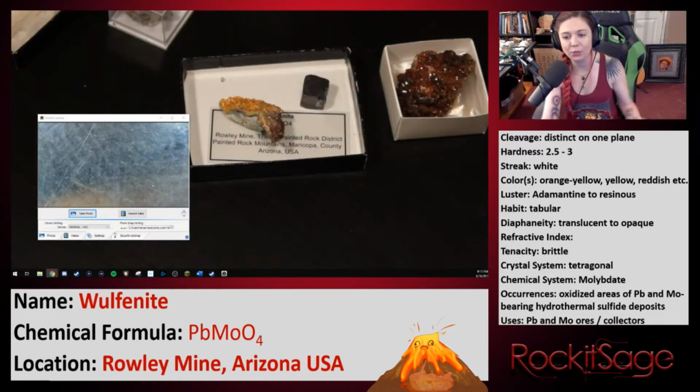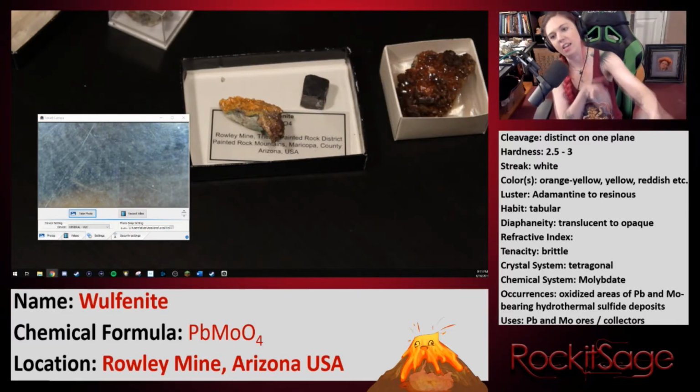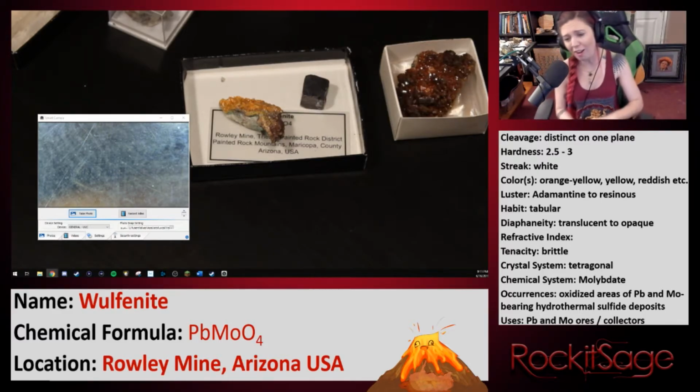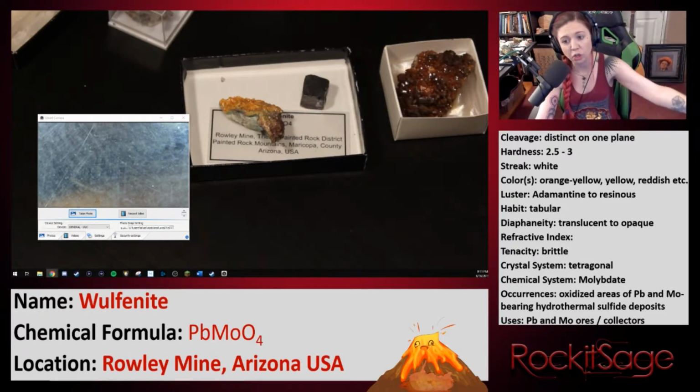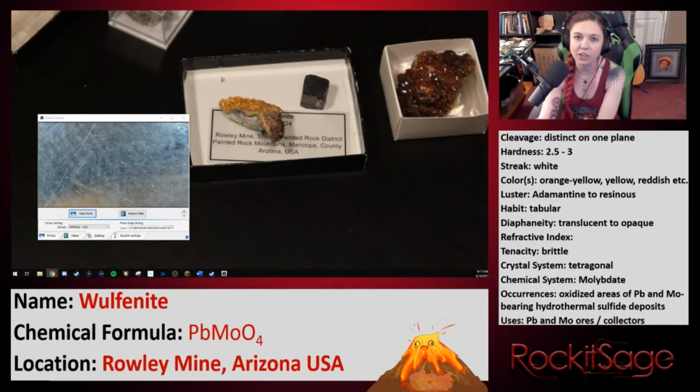Oh, the diaphaneity. That has to do with how see-through this thing is. It's honestly all of the amounts. It can literally be translucent, transparent, or opaque. It can be all of them, from opaque to transparent. Its refractive index, I forgot to look up. It is brittle. We talked about that. It's tetragonal. It's a molybdate, which is a subgroup of the sulfates, and we talked about that. It's because of their structure. We talked about its occurrence as being in oxidized areas where lead and molybdenum-bearing hydrothermal sulfide deposits occur.